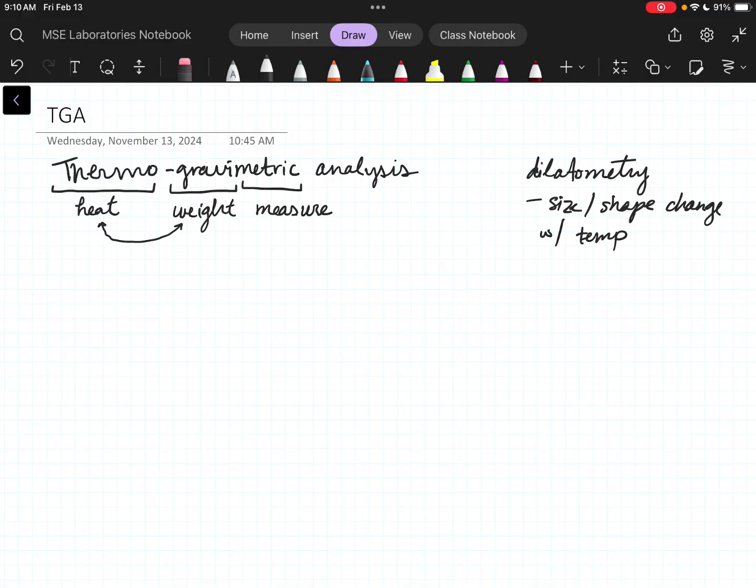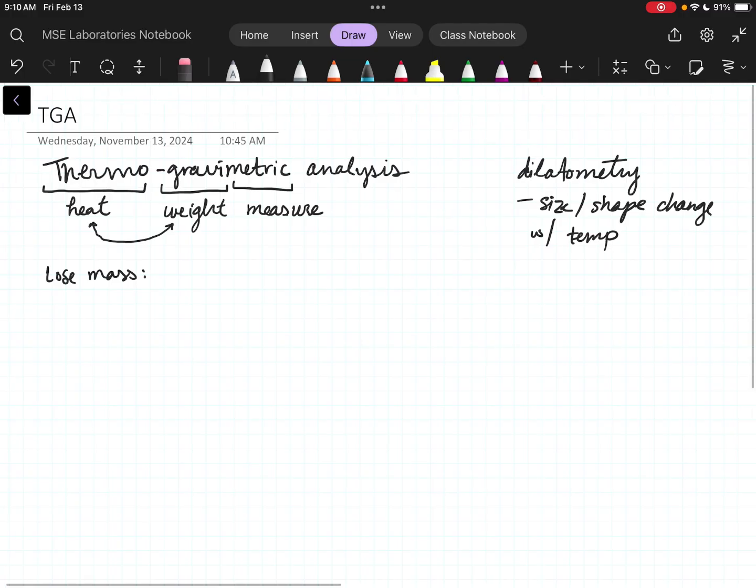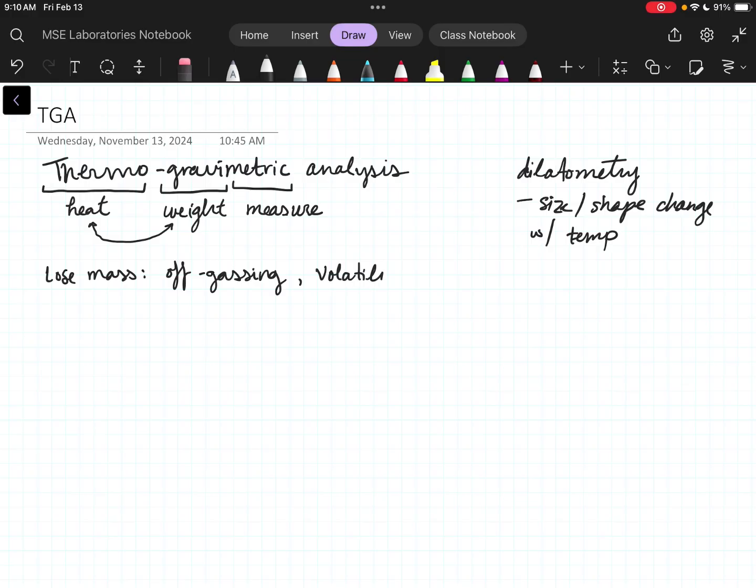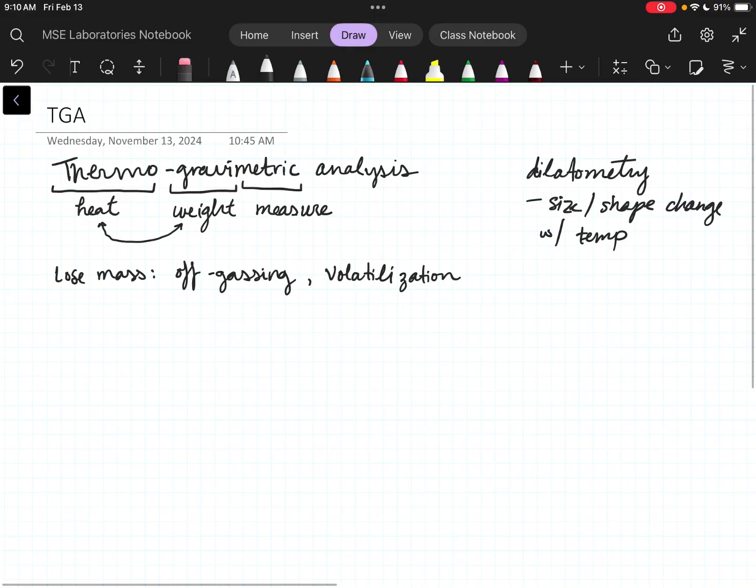And there is a technique called dilatometry. That is going to measure size and shape change with temperature. So that would be better for studying a density change. Thermogravimetric is looking at weight change.